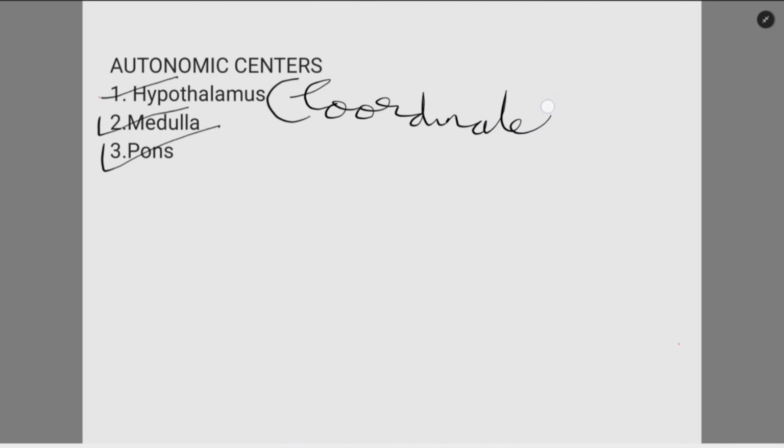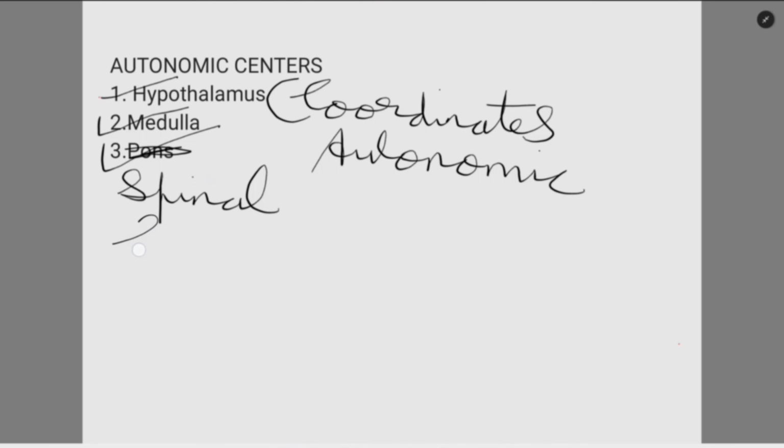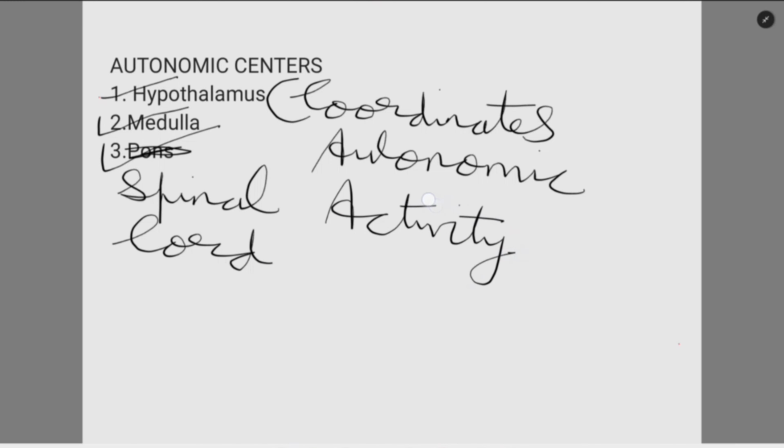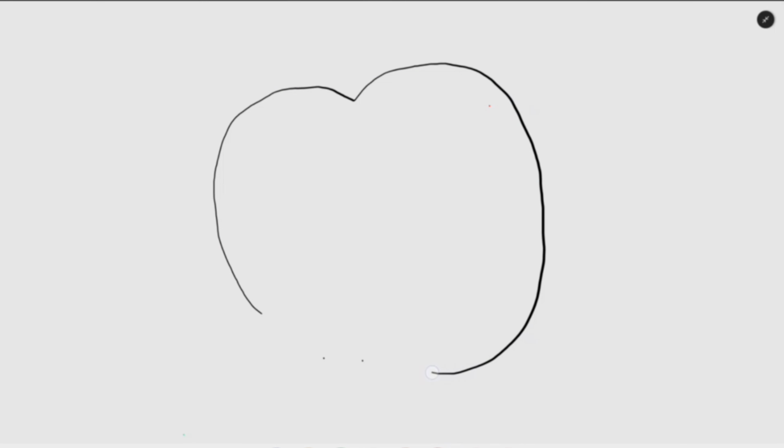Now we will discuss autonomic centers. The autonomic centers are located in the hypothalamus, medulla and, not pons, it's spinal cord. The hypothalamus coordinates autonomic activity. I will discuss the autonomic innervation diagrammatically.